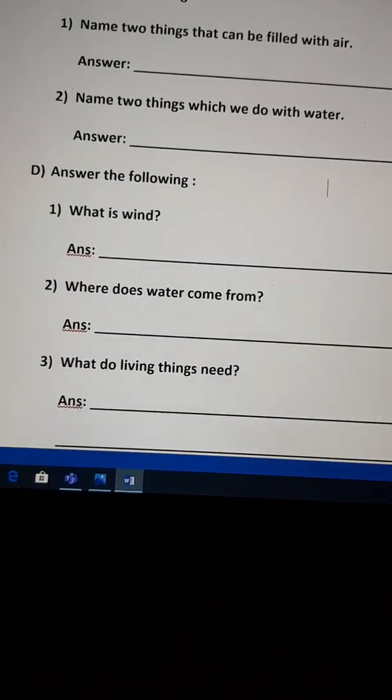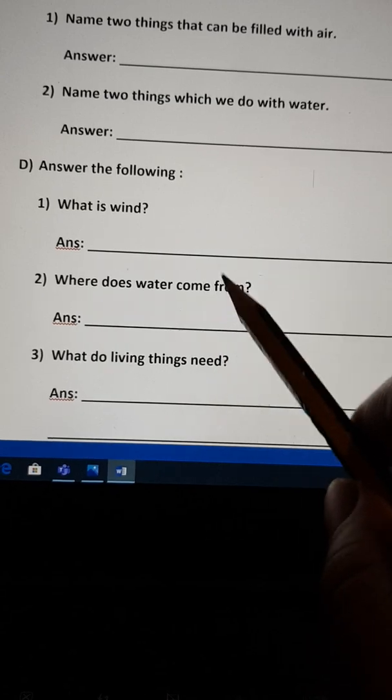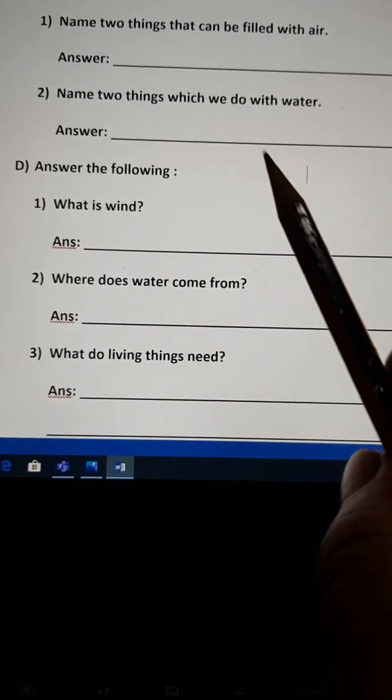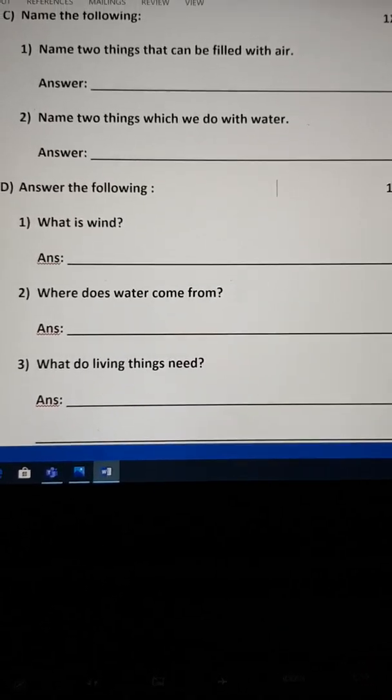Now answer the following. What is wind? Moving air is called wind. Where does water come from? Water comes from rain. What do living things need? Living things need air and water.